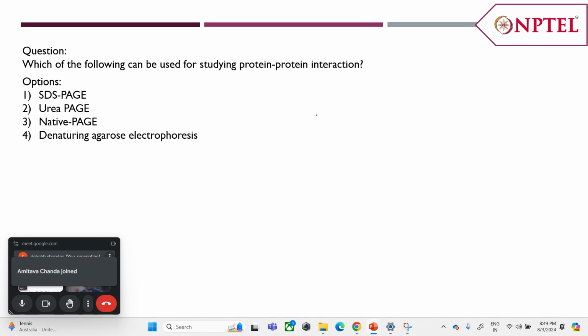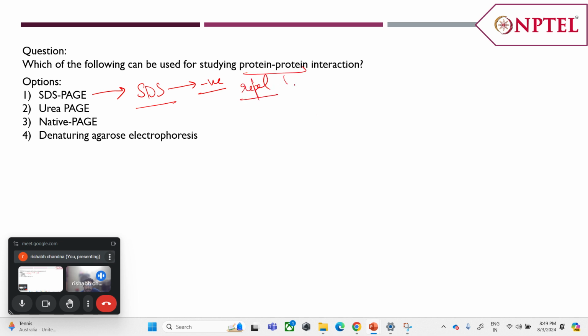So what happens exactly is, if we are using SDS page, we are applying the protein with the SDS. Okay, the protein solution is with SDS. So SDS will provide negative charge on the protein. So all the proteins that are there will be negatively charged. So that means they will repel each other. So the protein-protein interaction would also be broken. Okay, so this cannot be used for studying the protein-protein interactions.